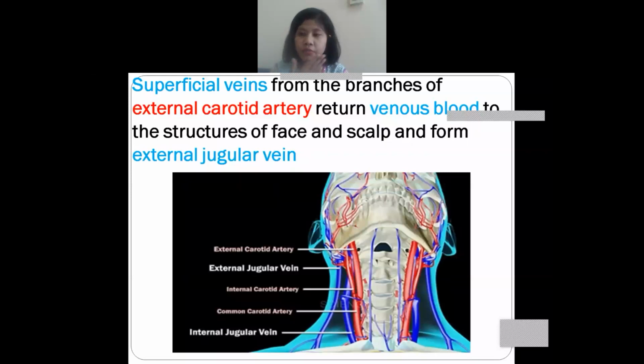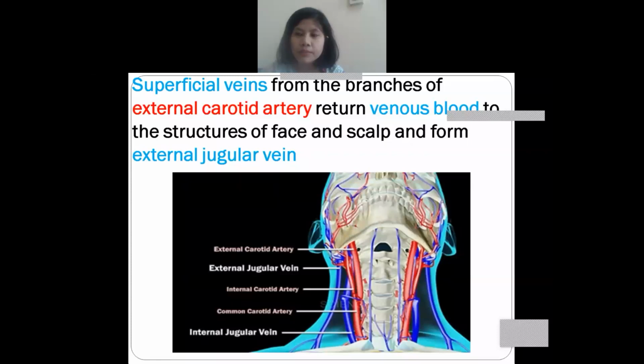In all these areas they will return, and they will form another vein. So what is the name of that vein? The name is the external jugular vein, which is this, and this, which lies here in your neck portion. So they are mainly formed into the external jugular vein. Is it clear about this?